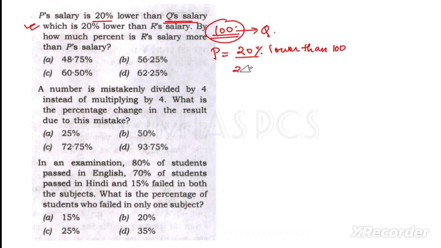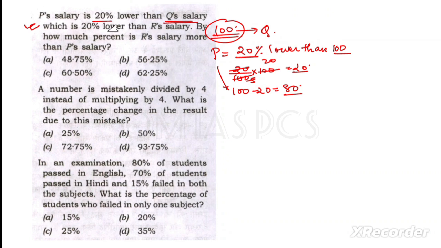So 20 by 100 of 100, we should cancel this 100, so it is 20. So 20 we will get. So it is given just 20% lower than 100. So P's salary will be 100 minus 20, so this will be how much? 80. Is it clear?